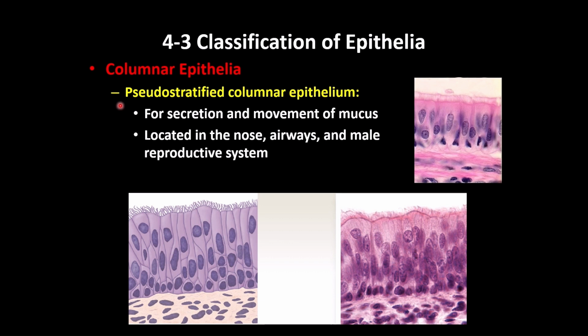The second type of columnar is called pseudo-stratified columnar. It means that it looks like stratified, but they are not. Looks like, but they are not. So you can see these cells that are there, and you can see these ones. Actually, these are better examples that you can see here. So some of these nuclei are in the middle, and some of these nuclei are here in the lower part.